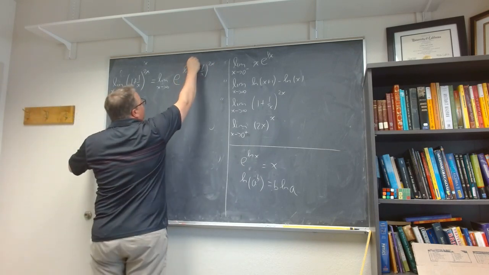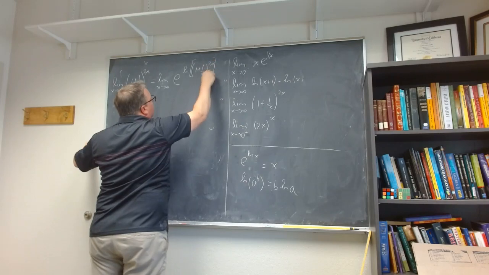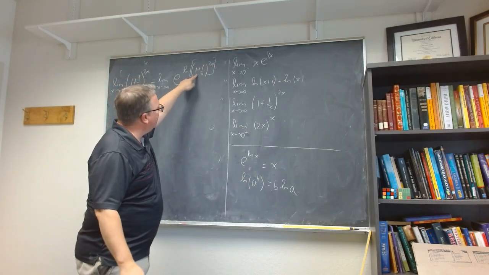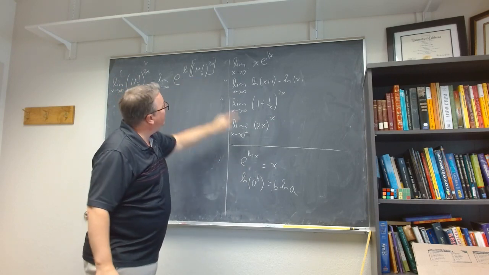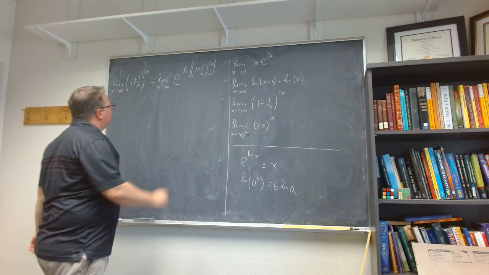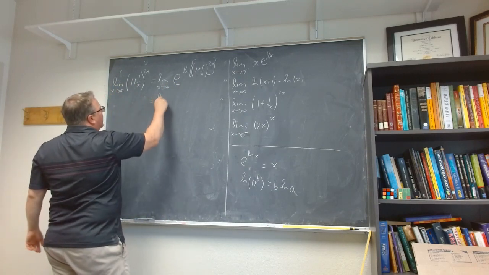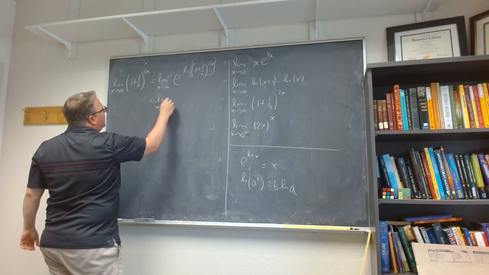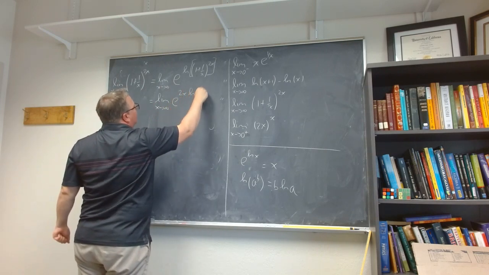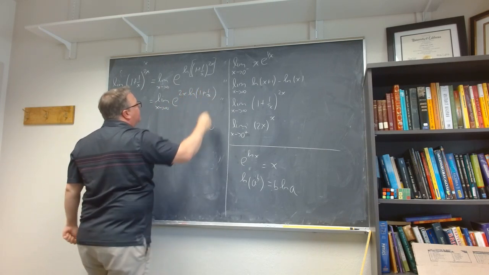Now, all of this is inside the natural log, which means in this expression, my a is just 1 plus 1 over x. My b is the 2x. So this 2x is going to come out on front. So this will be the limit as x goes to infinity of e to the 2x times the natural log of 1 plus 1 over x.